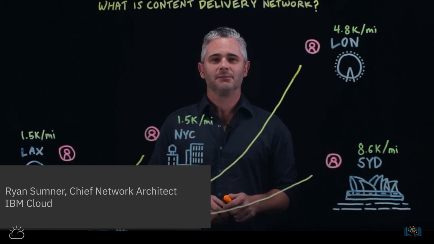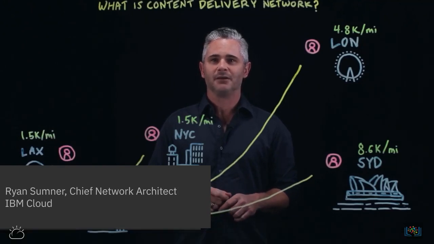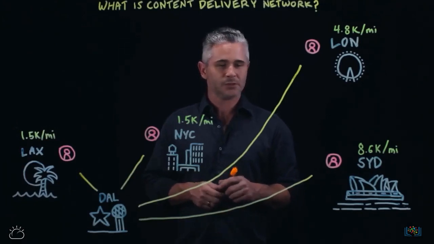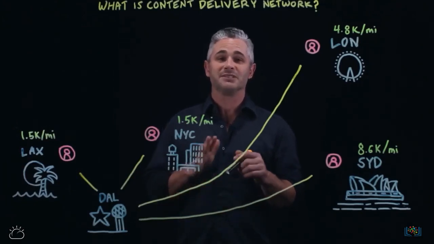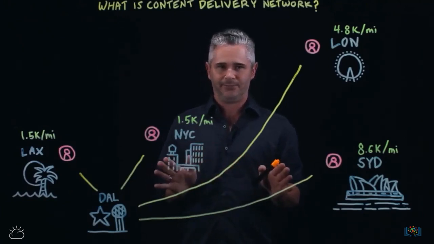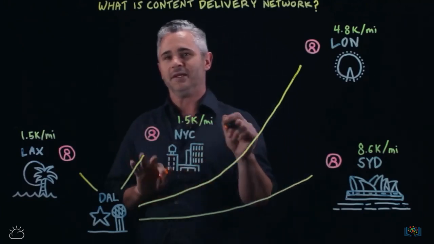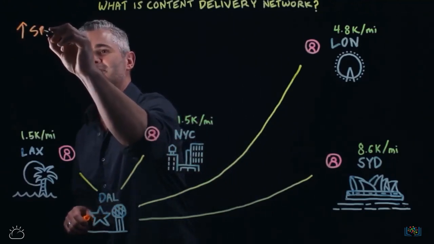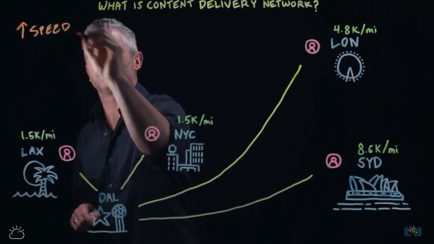Hi, I'm Ryan Sumner. I'm a Chief Network Architect with IBM Cloud, and today I'm going to help you answer what is a content delivery network. So in short, a content delivery network, or CDN, is a service that accelerates internet content delivery. In other words, the main benefit of a CDN is that it makes your website faster.